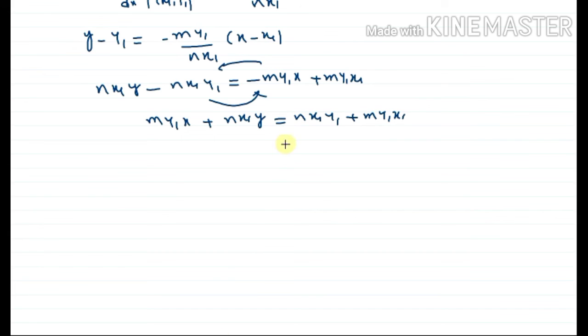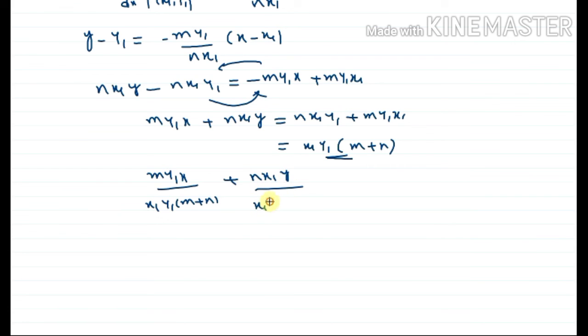Now simplify the right hand side value. Here from this I will get x1 y1 common, the remaining terms being m plus n. So reduce this equation into intercept form. For that, divide both sides with this particular term. From that I will get m y1 x divided by x1 y1 into m plus n, plus n x1 y divided by x1 y1 into m plus n. This is equal to, same term by same term, means 1 I will get.